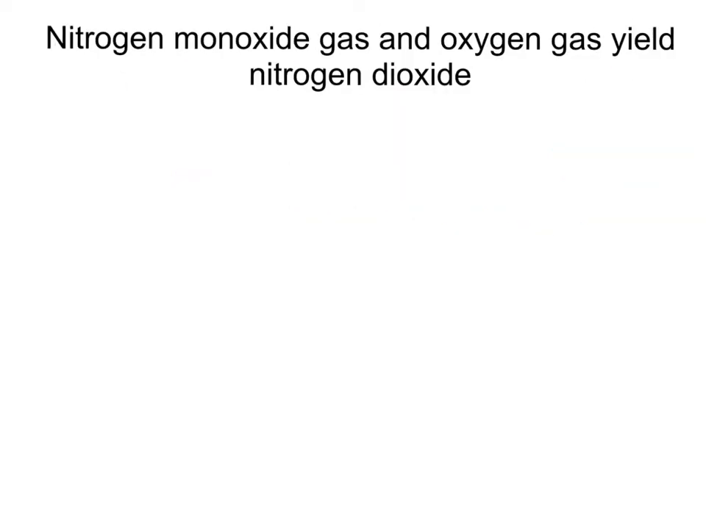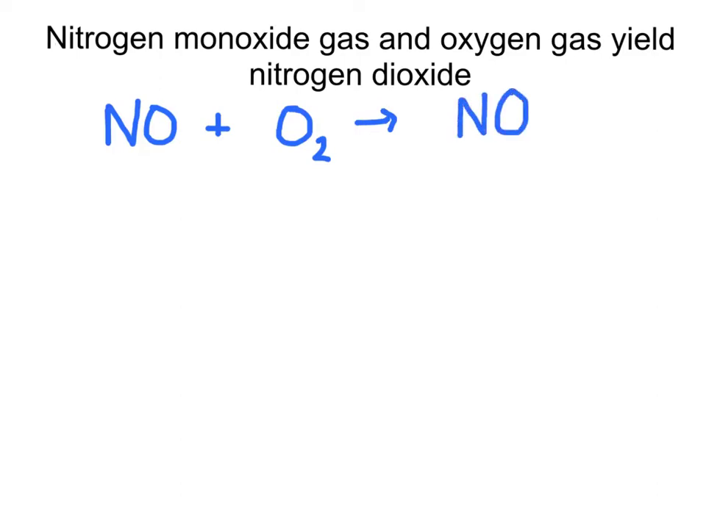Okay, so say I had nitrogen monoxide gas and oxygen gas yielding nitrogen dioxide. Writing the formulas, nitrogen monoxide is nitrogen with 1 oxygen, and then a plus sign. Oxygen gas, oxygen is another one of our diatomics, so we're going to write O2, subscript 2. Yield is my arrow, or produce if they say produce. Nitrogen dioxide, so this time I'm going to go nitrogen with 2 oxygens.